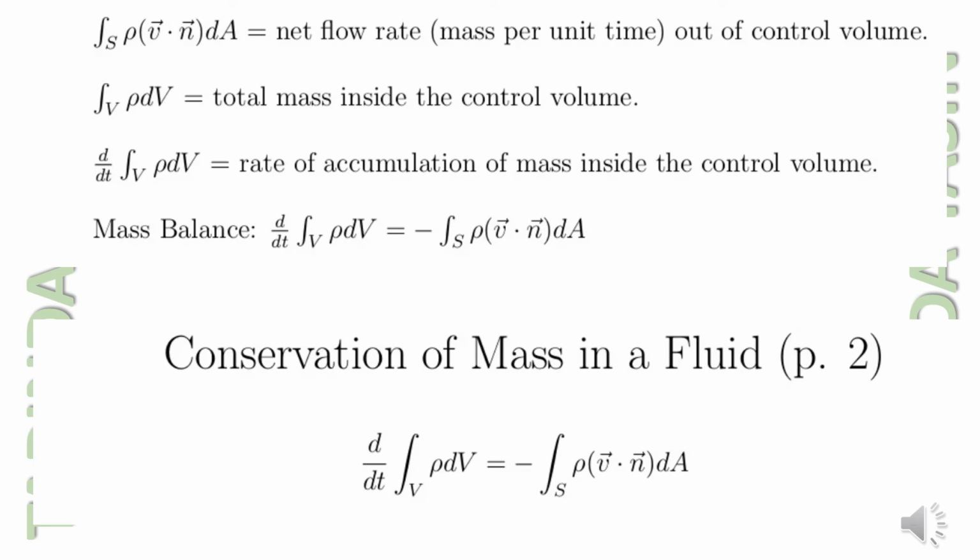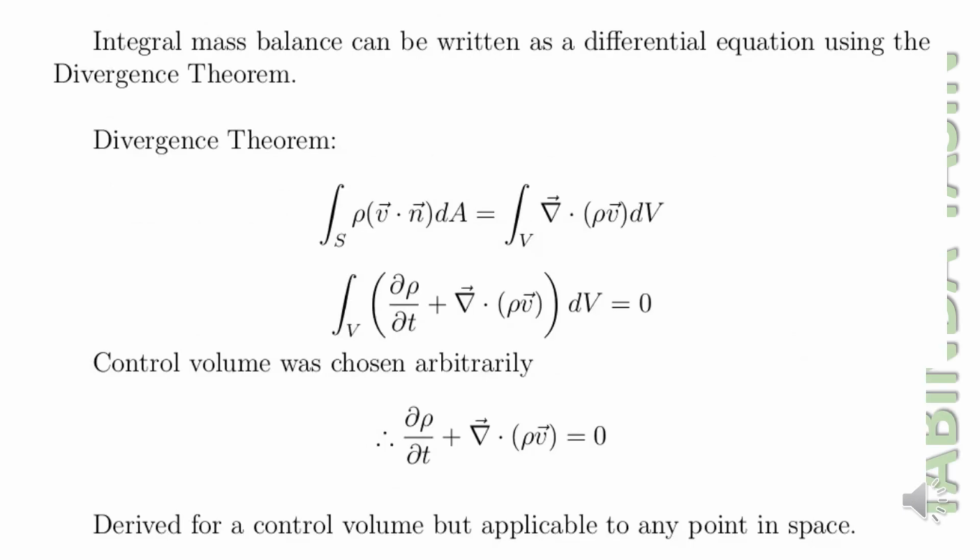Conservation of mass in a fluid, point 2. We write d/dt of integral over V of rho dV equals minus integral over S of rho v dot n dA. Now the integral mass balance can be written as a differential equation using the divergence theorem, that is, integral over S of rho v dot n dA equals integral over V of del dot rho v dV. So we can write integral over V of (partial rho over partial t plus del dot rho v) dV equals 0.